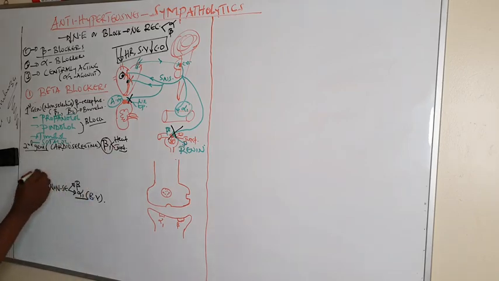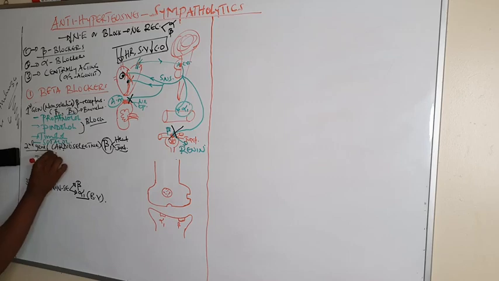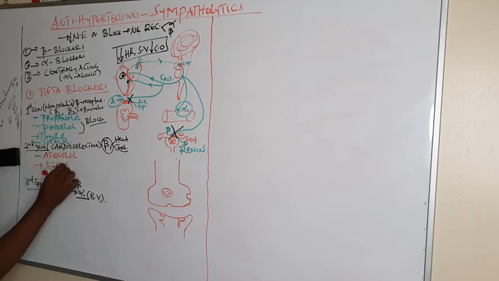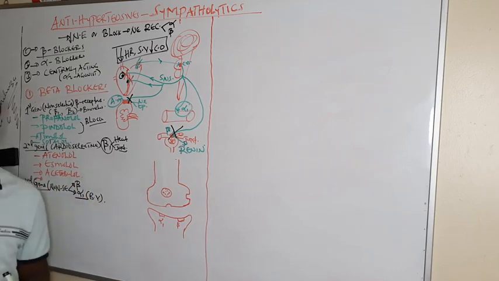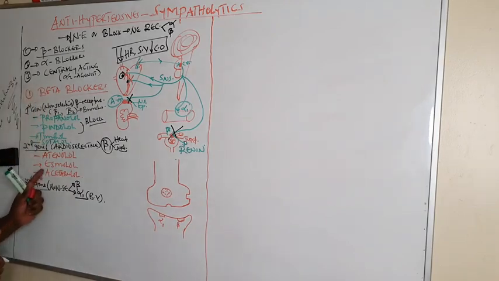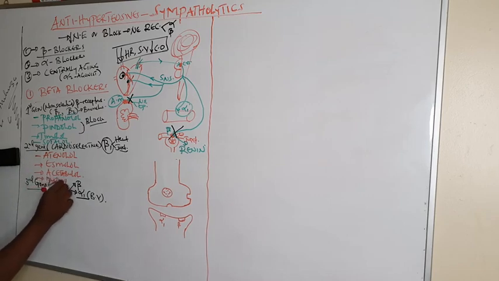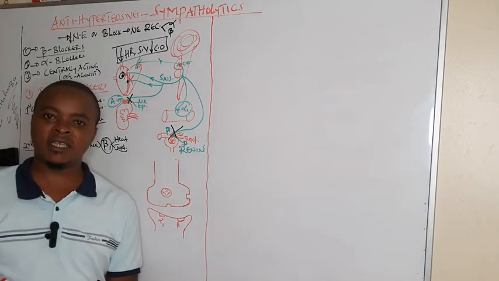Then the cardioselective examples include atenolol, timolol, acebutolol. These are cardioselective. They only bind to the beta 1 receptors in the heart. So atenolol, timolol, then metoprolol, also metoprolol. These are the 4 agents which are cardioselective.